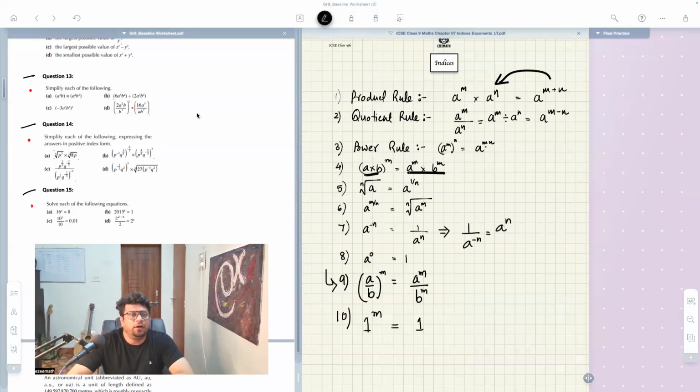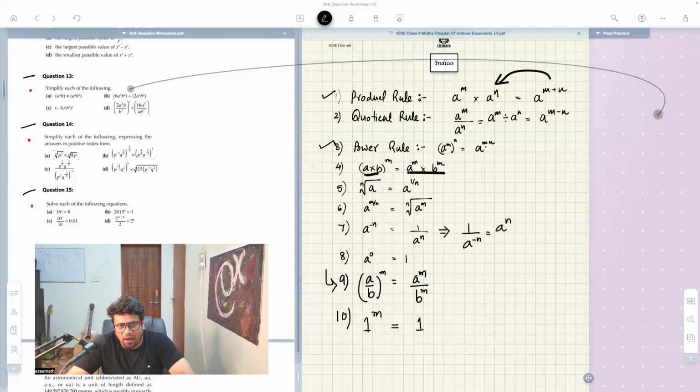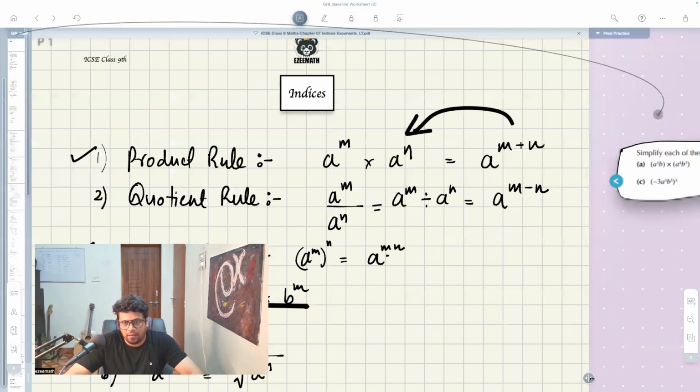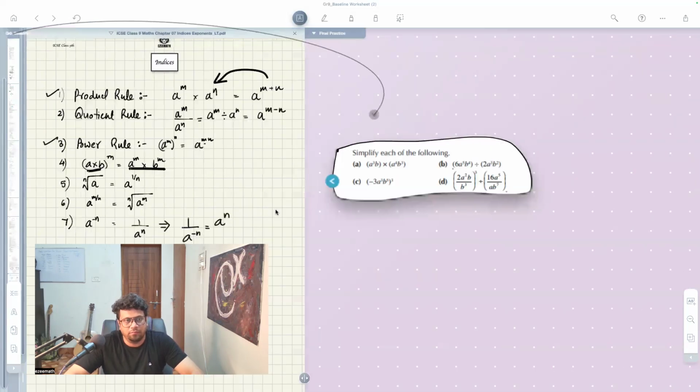Okay, so let's look at the first one. The first one happens to be the 13th, and it's a little easier. We're going to use the product rule and the power rule for this. Okay, so let's take them across.